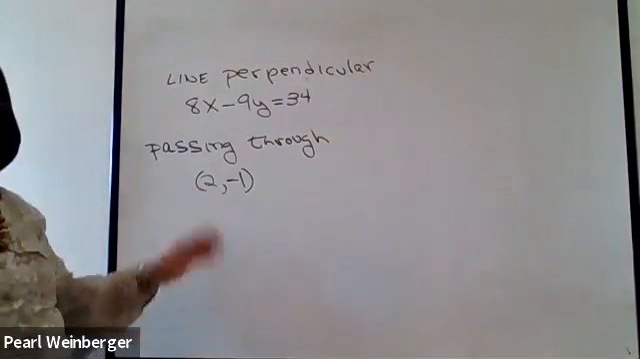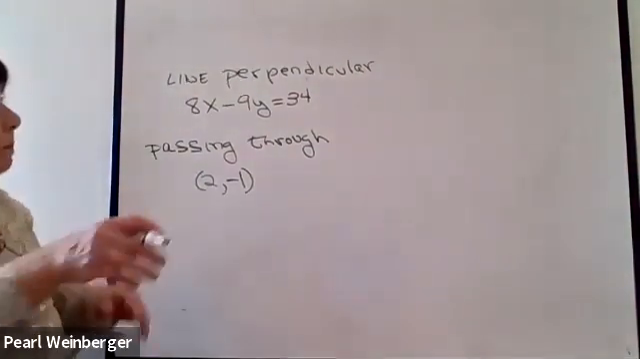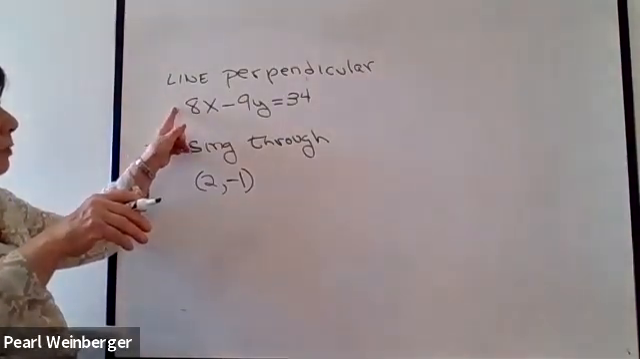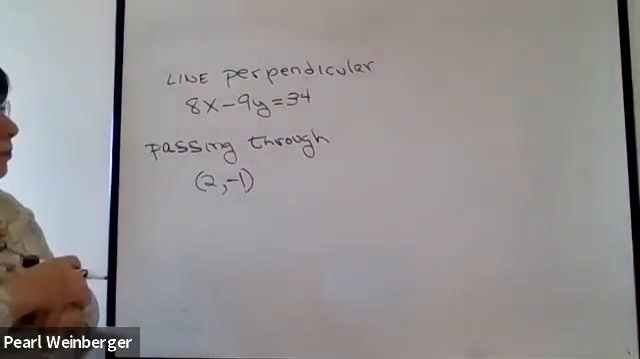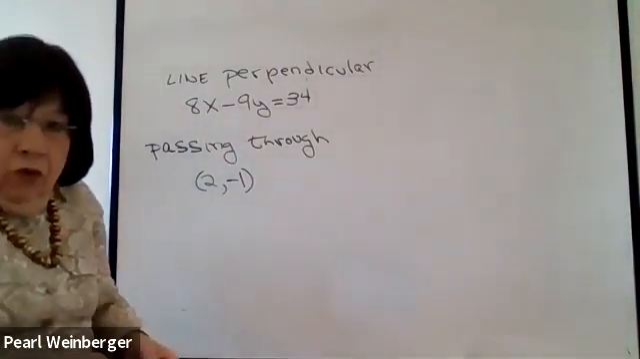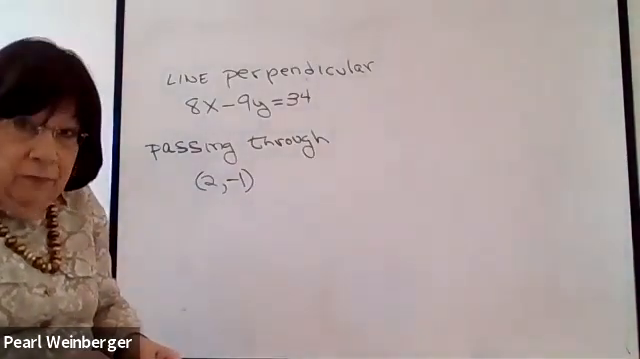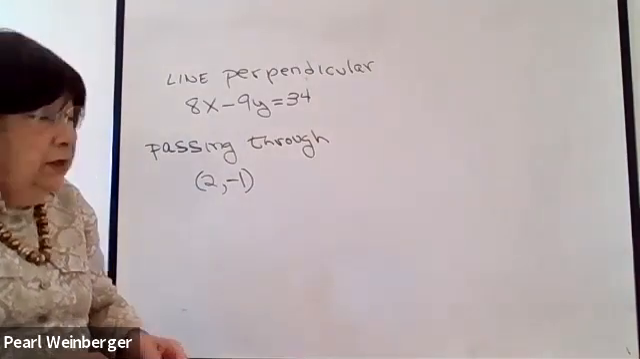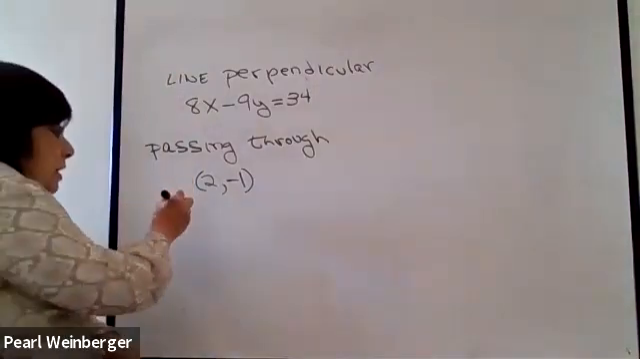Okay, let's work on this together now. They tell me they want a line that's perpendicular to the original line. And we recall that perpendicular means the slopes are not the same. The slopes are what we call opposite reciprocals. So what I want to first do is figure out what the slope of this line is.